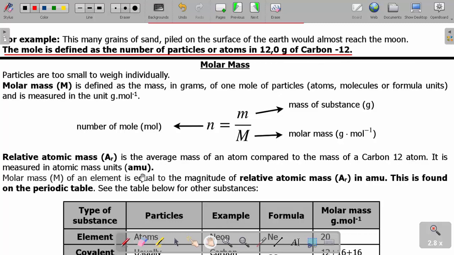It is measured in atomic mass units. Okay, so if we say define relative atomic mass, you say the average mass of an atom compared to the mass of a carbon-12 atom, and it is measured in what? Atomic mass units. Okay. Now the molar mass M of an element is equal to the magnitude of relative atomic mass of that element in atomic mass units. So this is found in the periodic table, and we have some substances to show you here below.